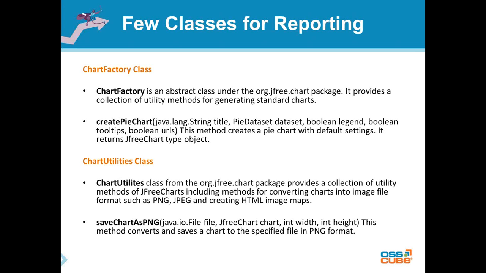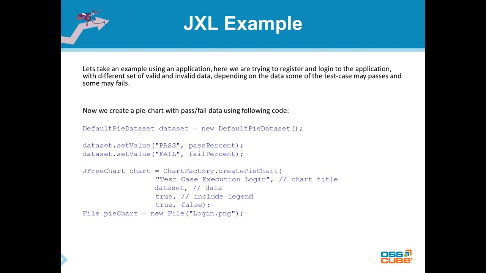Now let's move to the JXL example and understand some advanced reporting code. This is the code where I am using the DefaultPieDataset class. I have created the object of that DefaultPieDataset and set the values pass and fail into it. I have set the values so that my pie chart will show only two values: one is pass and another one is fail. Once the pie chart configuration is done, I have used the ChartFactory class, the abstract class I have told you about, and used the createPieChart method.